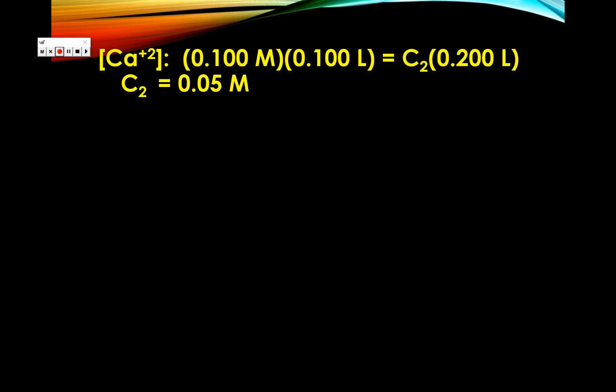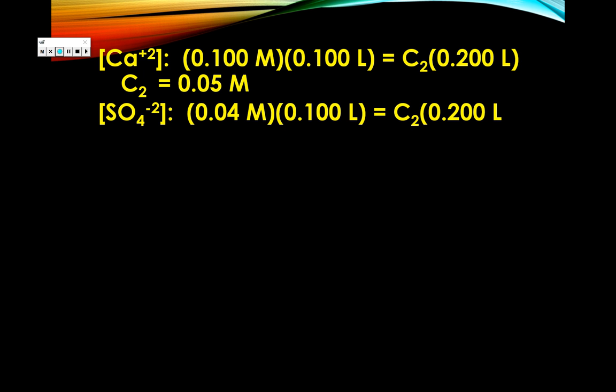And then you have to do a similar calculation for sulfate. Sulfate is 0.04, it's not 0.1. It's got a different concentration initially. But in both cases, their concentration went down. So it went from 0.1 to 0.05, and 0.04 to 0.02. Yes, that's perfectly half because we doubled the volume perfectly. So that makes sense. Doubling the volume of water makes the concentration half as strong.